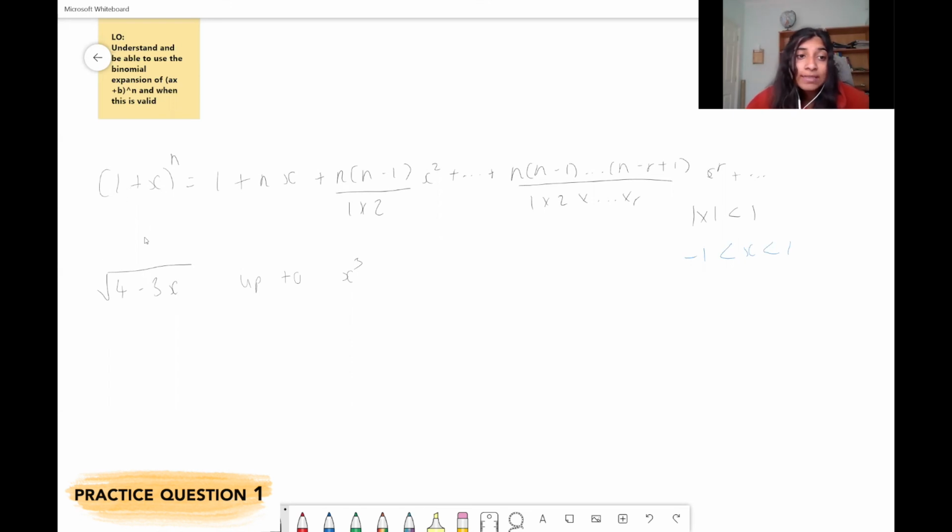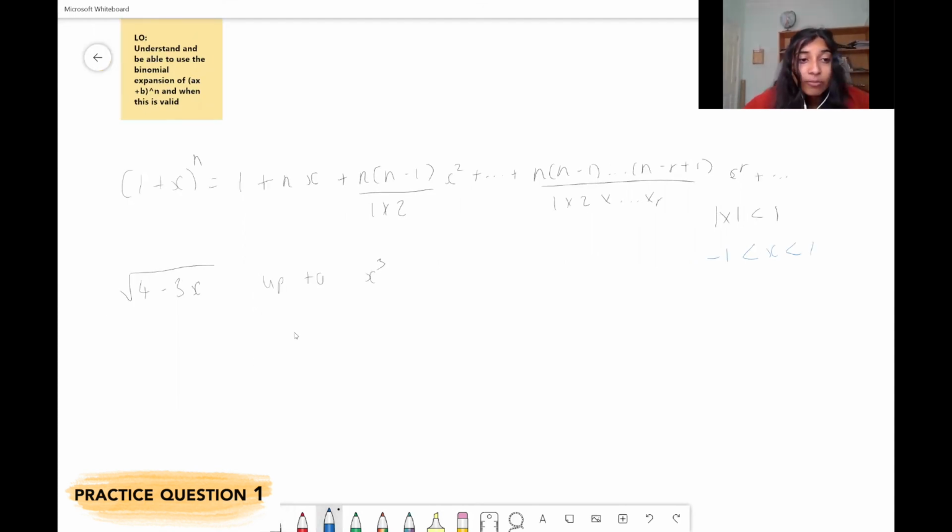So remember what I said, we need to have this bit in the form of 1 plus x to the power of n, and n can be any real number. So the first thing we want to do is rewrite this as a power, so we can get n.